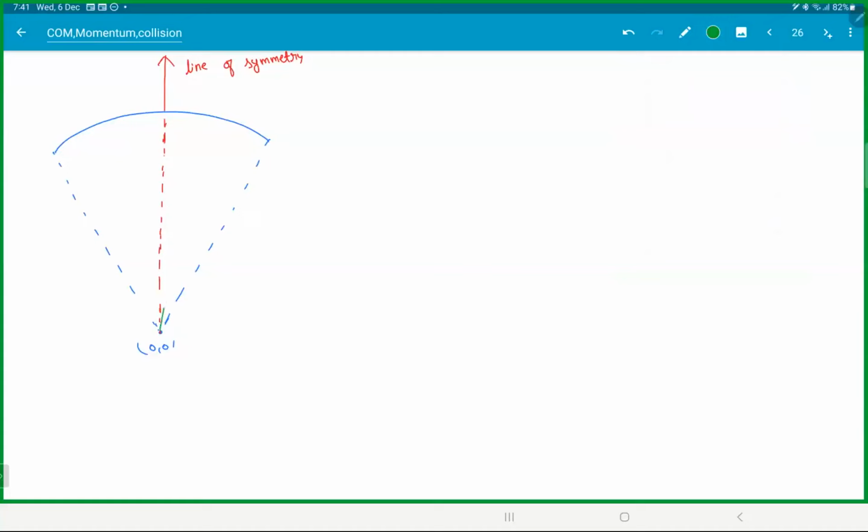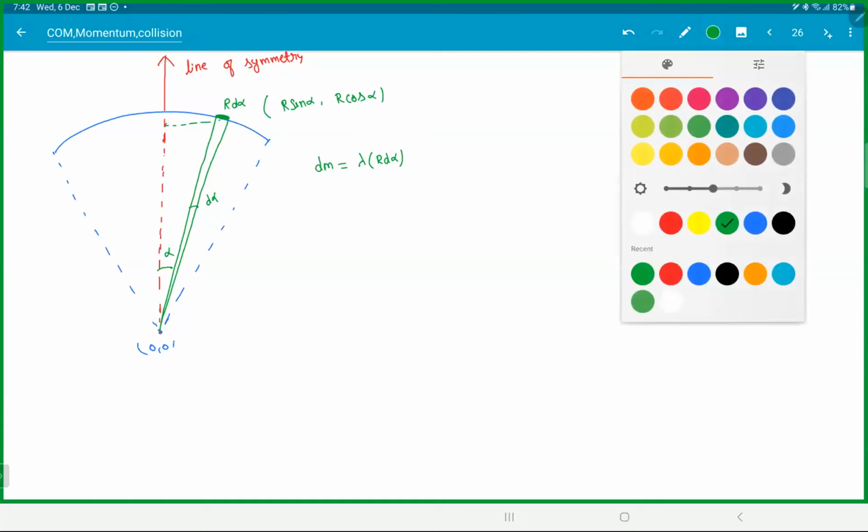So from the bisector, at an angle alpha, take a very thin slice d alpha. Again, try to understand, your job is to find this small piece here. This length is r d alpha, so the mass of that small piece on the arc is lambda into length r d alpha. And the x coordinate of this piece will be r sine alpha, comma, r cos alpha. Means on the entire arc, you're dividing it into small pieces, and that small piece's coordinates are r sine alpha and r cos alpha.